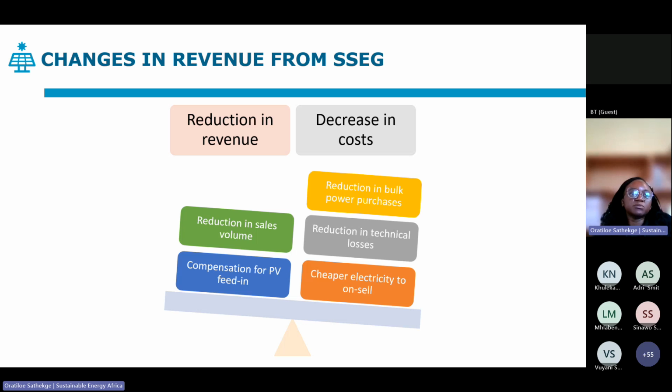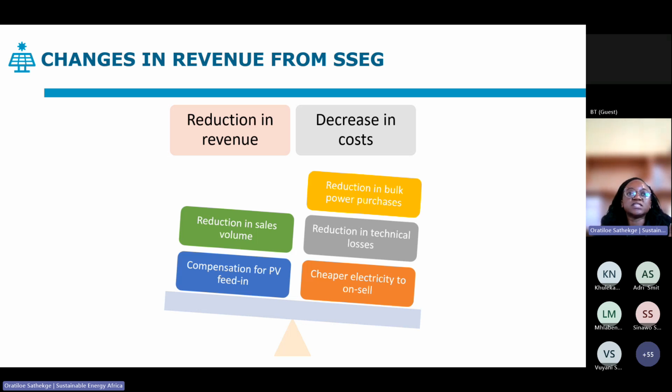Then looking at the green block, it's a reduction in sales volume. At times when the SSEG systems generate more electricity than the actual building would consume, the energy is exported into the grid. Then the municipality would compensate, or actually give a credit to the customer for this energy, which results in a reduction in the energy bill. That is therefore a reduction in the revenue for the municipality.